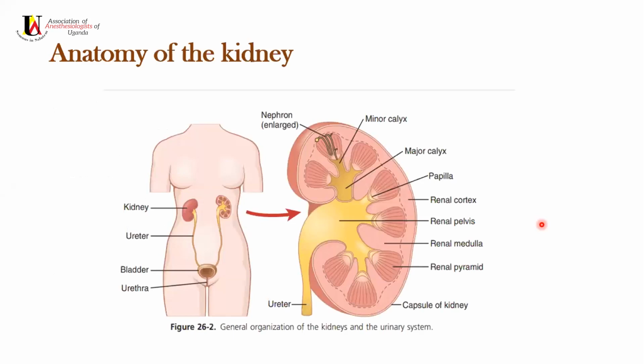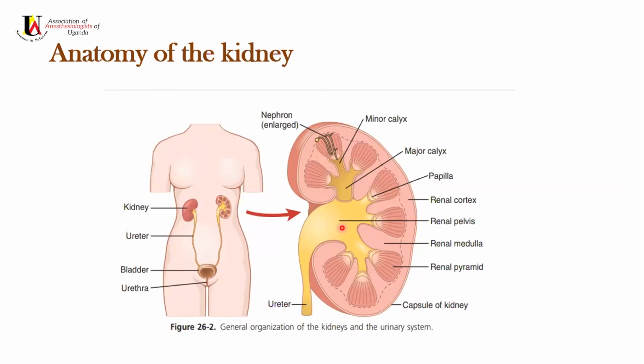So talking about the anatomy, we have 2 kidneys, ideally. However, some people have 1, and they are retroperitoneal organs, and they're bean shaped. Each kidney weighs about 150 grams, almost the size of a clenched fist. And when you bisect the kidney, that's the diagram we're seeing here.